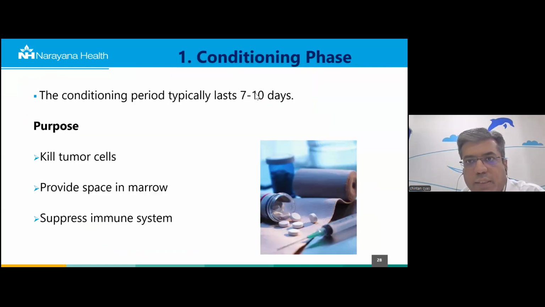So what is a conditioning phase? The conditioning phase usually lasts for 7 to 10 days. The purpose of the conditioning phase is to kill the tumor cells if there is a leukemia patient, or autologous, particularly autologous neuroblastoma patients, brain tumor patients and lymphoma patients. It also provides a space in the bone marrow and suppresses the immune system, because in some cases, like particularly immunodeficiency or aplastic anemia or non-malignant cases, right?